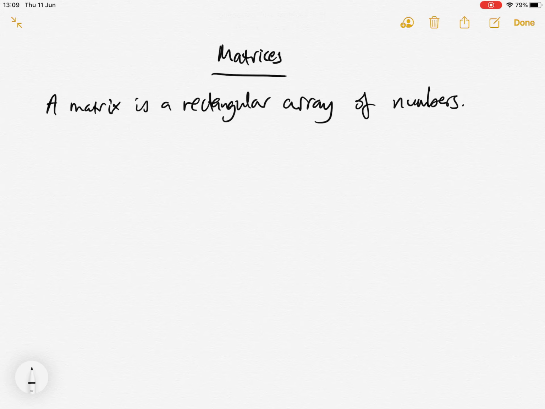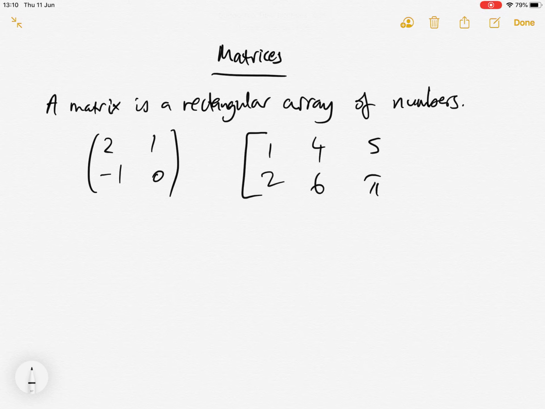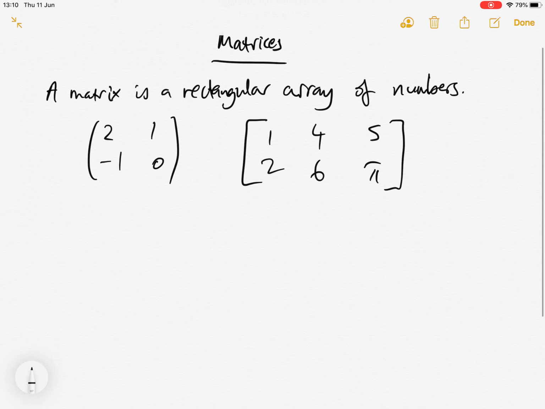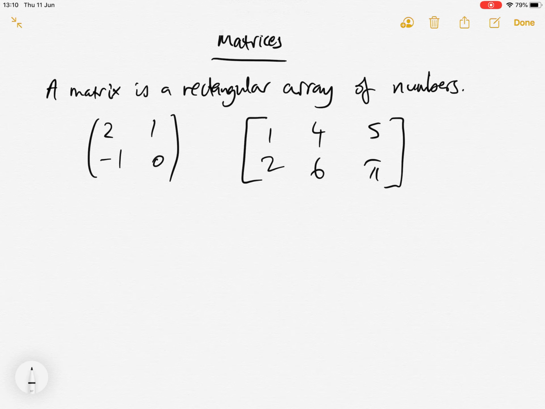So matrices are written either in round or square brackets. So here are some examples. I tend to use round brackets, but you can use square brackets if you prefer. And quite often we'll use Roman capital letters such as M and N or A to denote matrices. In the book, these will be in bold, but writing by hand, there's no need to make them bold.